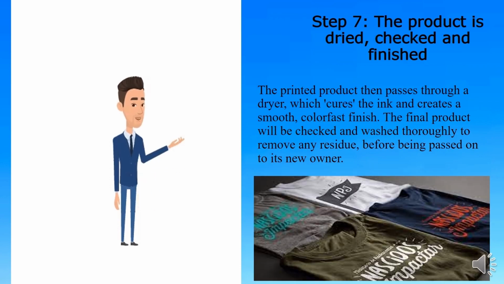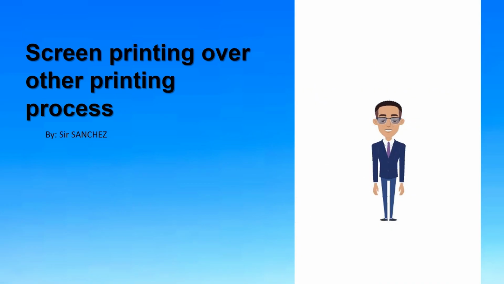Step number 7, and the last step. The product is dried, checked, and finished. The printed product then passes through a dryer which cures the ink and creates a smooth, colorfast finish. The final product will be checked and washed thoroughly to remove any residue before being passed to its new owner.